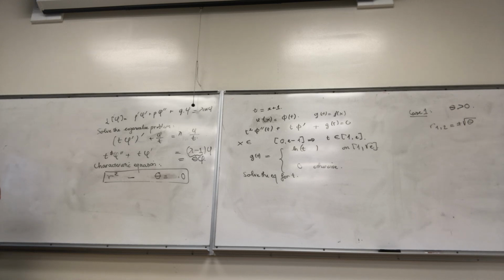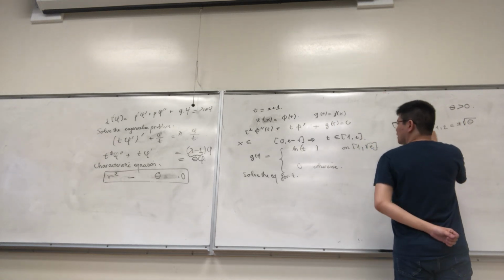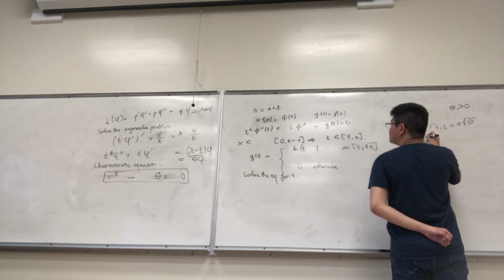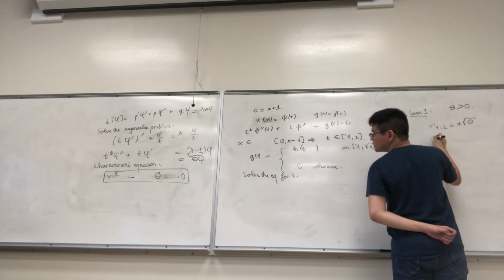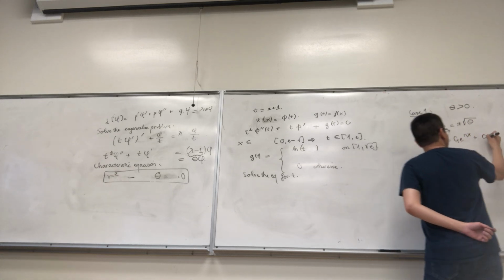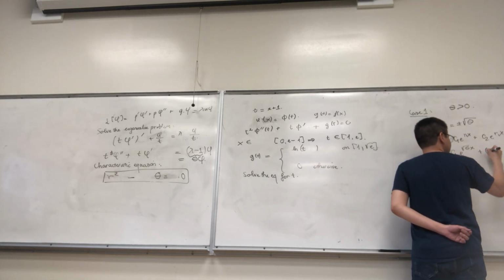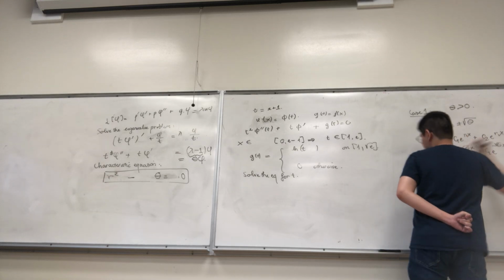So what happens if we have 2 roots like this? From the formula that we discussed before. Yes? C1 x to the root plus C2. So you have phi of x is C1 e to the R1 x plus C2 e to the R2 x, and this is C1 e to square root theta x plus C2 e to minus square root theta x, right?